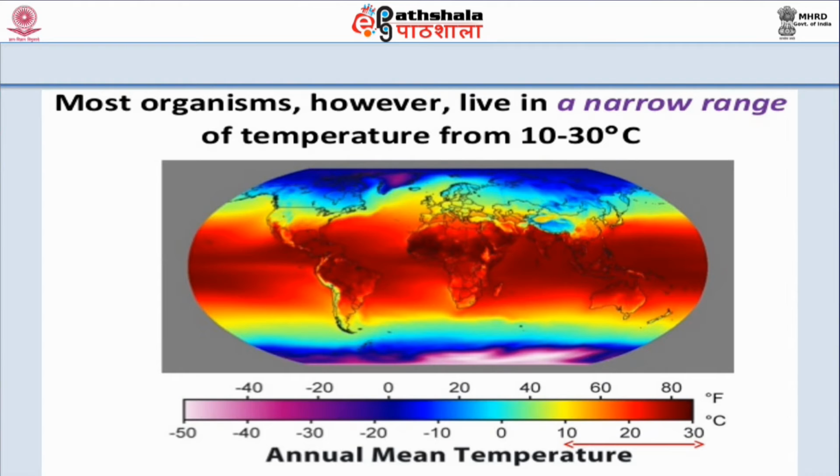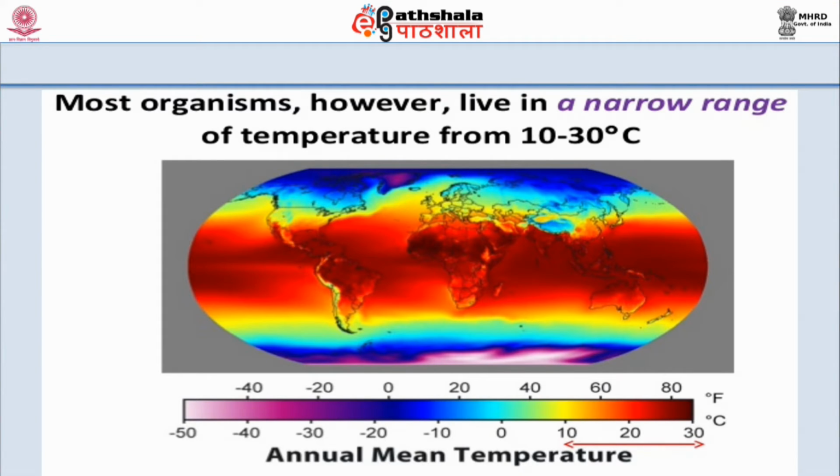Now if you really look at it, it's interesting to note that most of the organisms, whether humans or any other living organisms, geographically, if you look at it, most of them live within a very narrow temperature range between 10 to 30 degrees centigrade. This is actually very interesting. So if you see the screen, the central region on the globe, that is red, is where most of the organisms do live.